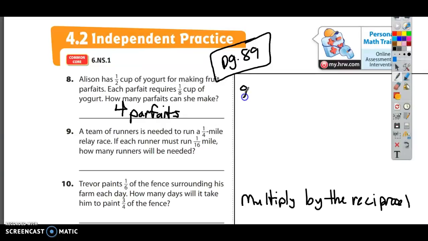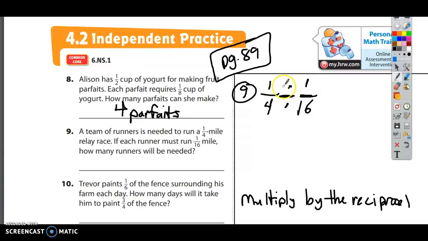All right, number 9. A team of runners is needed to run a 1/4 mile relay race. If each runner must run 1/16 of a mile, how many runners will be needed? So we take the total distance it needs to get run, that's 1/4, and we divide it by the length that each runner needs to run, which is 1/16. And this looks complicated, but if we multiply by the reciprocal, it's really pretty simple.